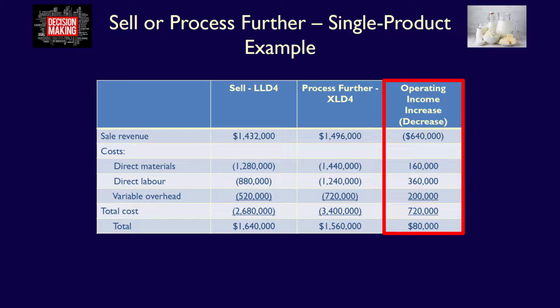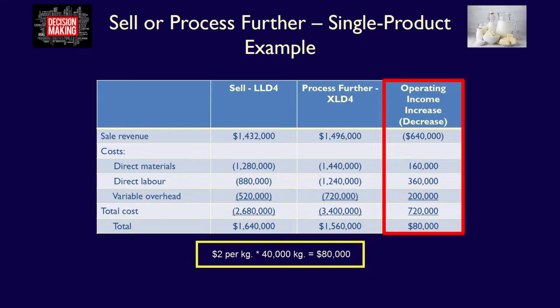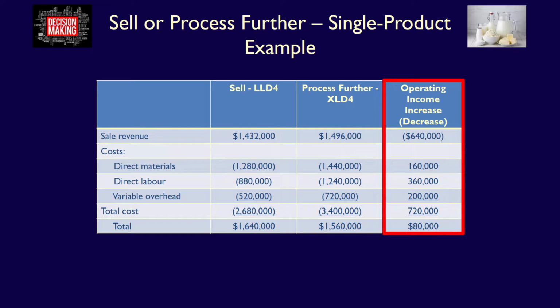This is exactly the same outcome. In our per kilogram chart, the difference was equal to an increase of $2 per kilogram. Multiply $2 per kilogram by 40,000 kilograms and you get the $80,000 difference in operating income. It's still clear that the company should continue to sell LLD4 as is and not process it further into XLD4. You can see that using totals did not cause the outcome to change, although we do get a better idea of the magnitude of the loss for the company as a whole.